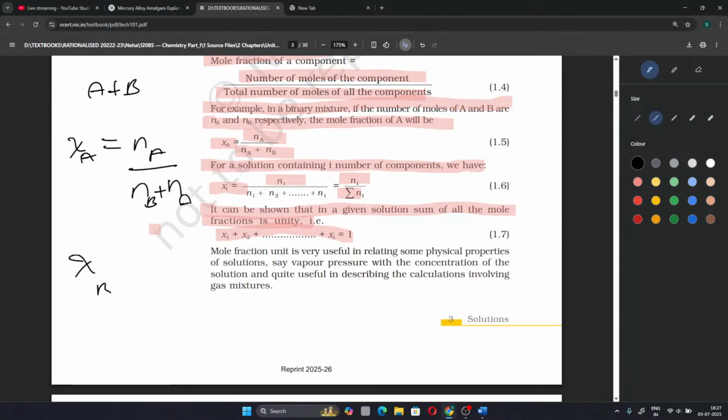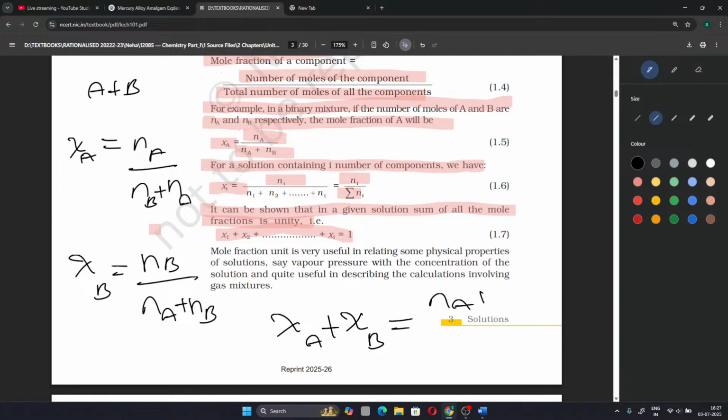In case of chi B, we have Nb by Na plus Nb. If we add them, chi A plus chi B, it is Na plus Nb. Both have the same denominator of Na plus Nb, so this will be equal to 1. That is what they said here.